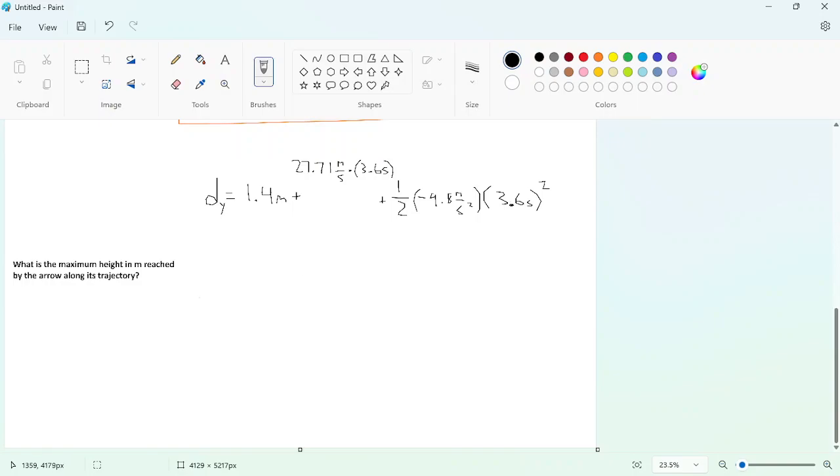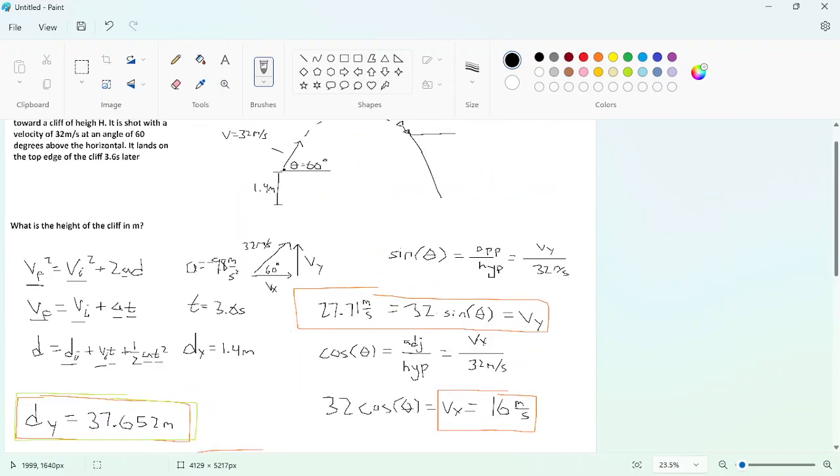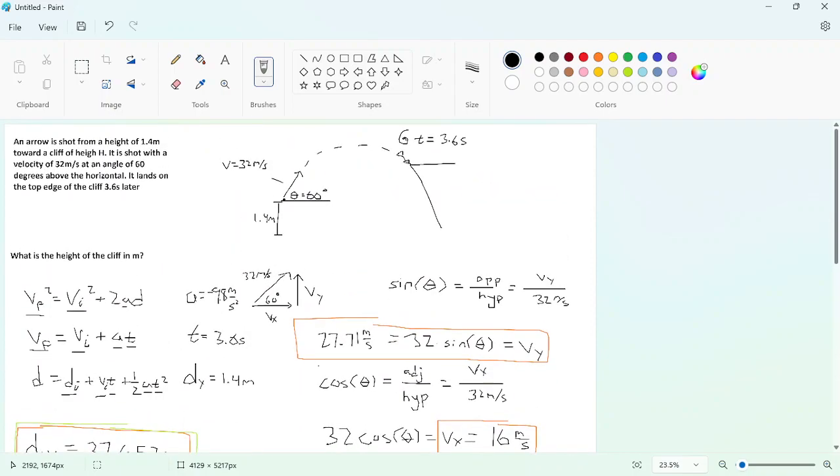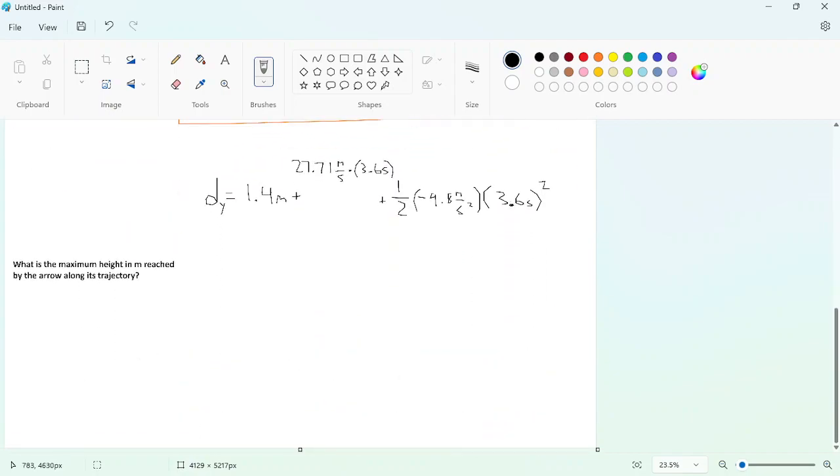What's the maximum height reached by the arrow along its trajectory? Okay. So maximum height. We have an object and it goes across this path, because this is the path that it travels, because gravity is changing its vertical component throughout time. And it looks a lot like this. It does have a maximum point, which is right there. So how do we get that?